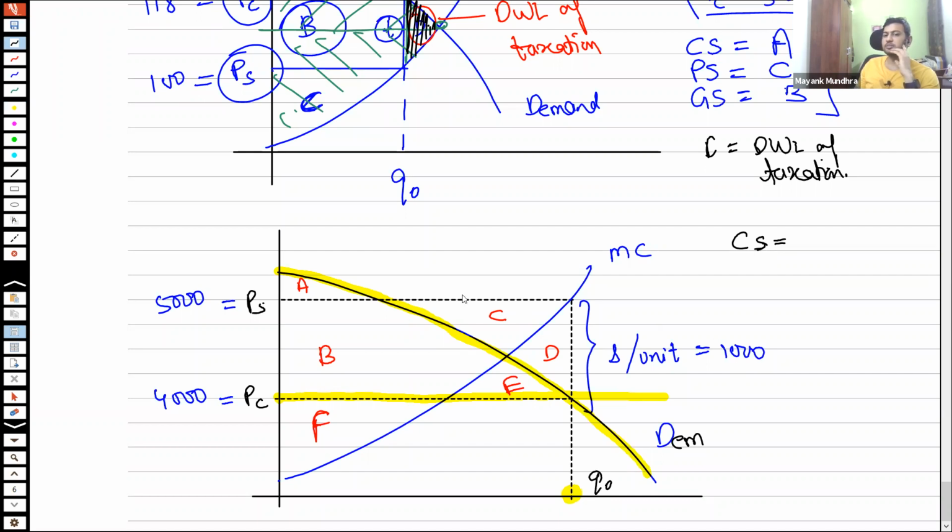So consumer surplus was the area between the demand and the price curve. So what is going to be the consumer surplus again? A plus B plus E. Very good.